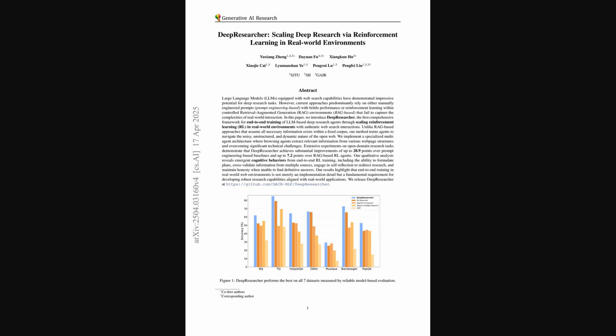Today, we're diving into a paper titled DeepResearcher: Scaling Deep Research via Reinforcement Learning in Real-World Environments. Essentially, this paper introduces a new framework called DeepResearcher. It focuses on training large language models to perform deep research tasks by learning directly from interacting with the actual web, not just simulated environments. The key takeaway is that they're using reinforcement learning in these real-world settings, which they argue is fundamental for developing robust AI researchers that can handle the complexities of the open internet.